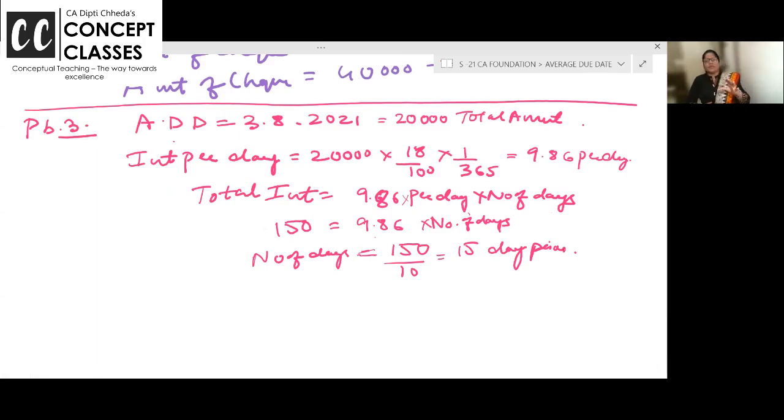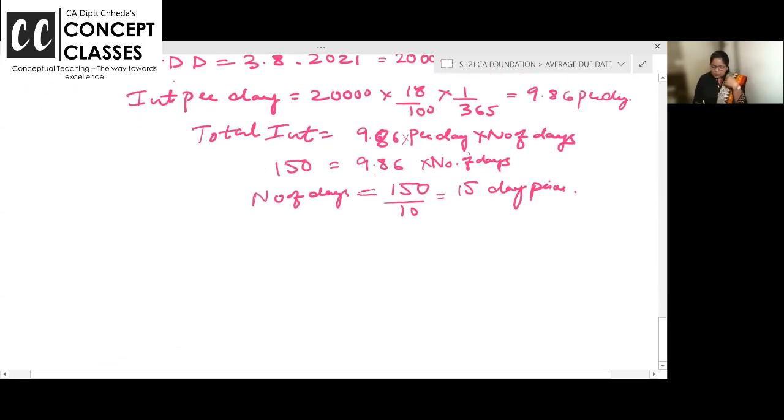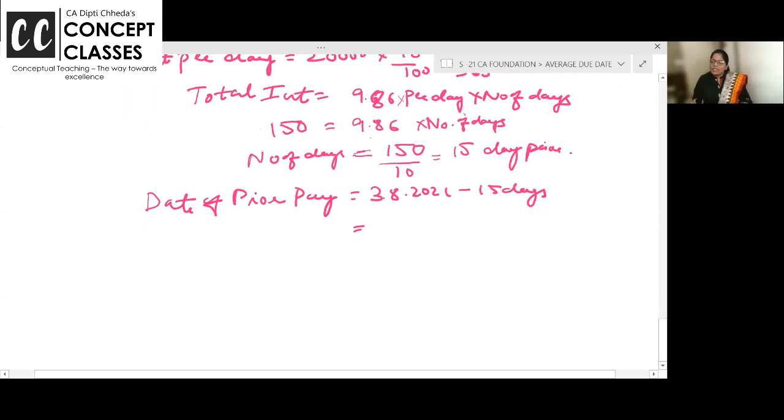On the due date, take 20,000. Listen, I want a rebate or interest back of 150 rupees. Then I should pay 15 days prior. So what is the average due date? Date of prior payment. Date of prior payment is 3rd August 2021 minus 15 days. If you pay 15 days before 3rd August, that is 3 days of August and 13 days of July minus. I hope you all are getting this. 15 minus 3 days of August gone.